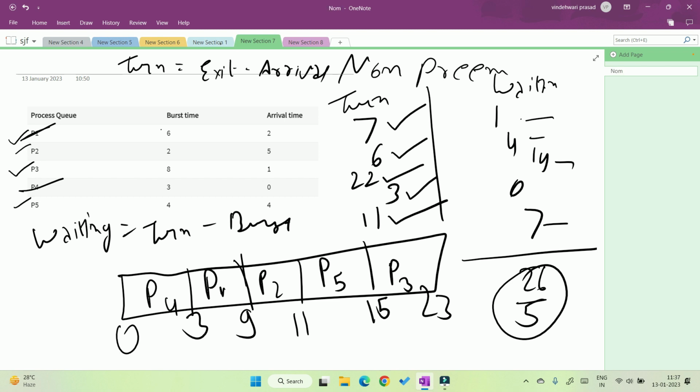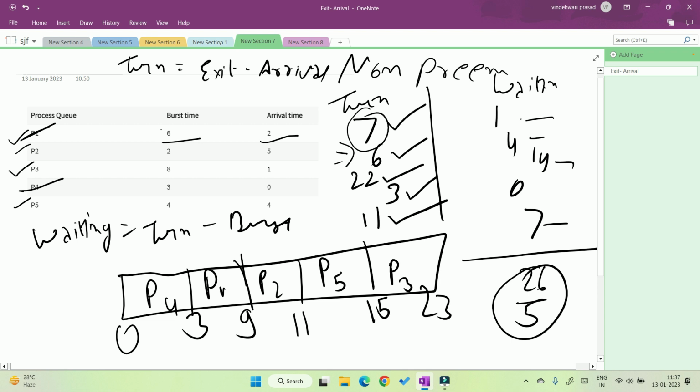P1 exits at 9, okay, and arrives at 2, so 9 minus 2. P2 exits at 11 and arrives at 5, so 11 minus 5 is 6. Similarly we find the others. And for waiting time, turnaround time is 7, burst time is 6, so 1. Turnaround time is 6, burst time is 2, so 4.